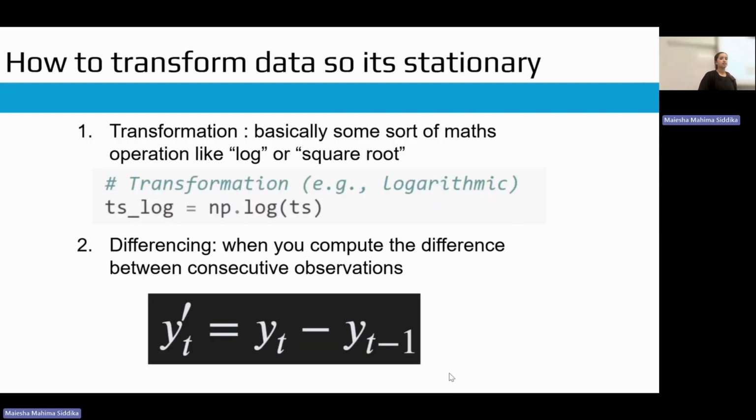So how can we actually fix this stationarity component? Well, the first thing is transformation, and that's basically when you're doing some sort of maths operation, like taking the logarithm or a square root on a time series. Here's an example. That's just np.log, taking the logarithm, and ts is our time series dataset. A second way of transforming data so it's stationary is differencing. This is basically when you compute the difference between consecutive observations. So let's say this is a data point, then you subtract the previous data point, and this would be our first order difference.